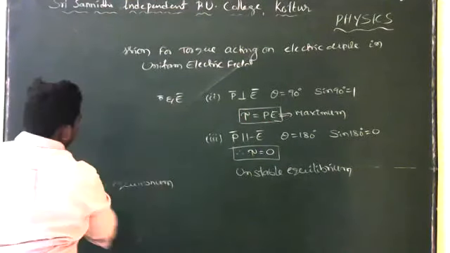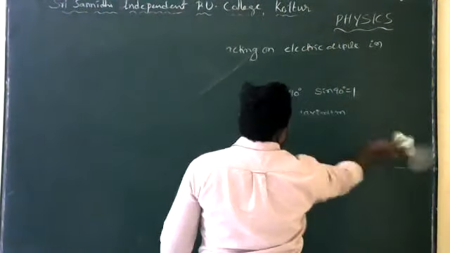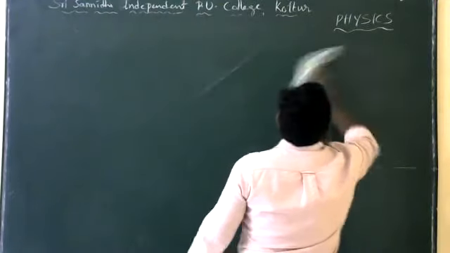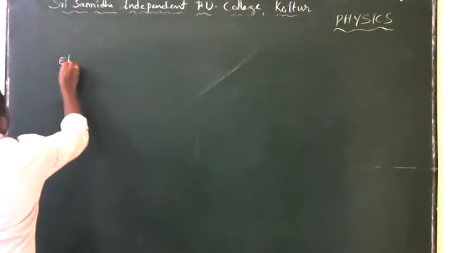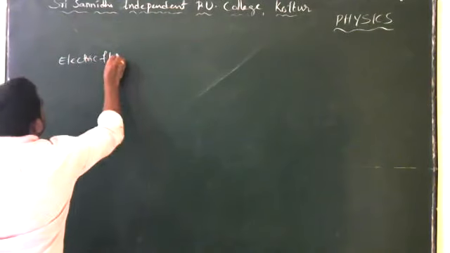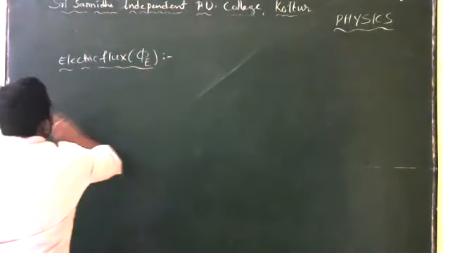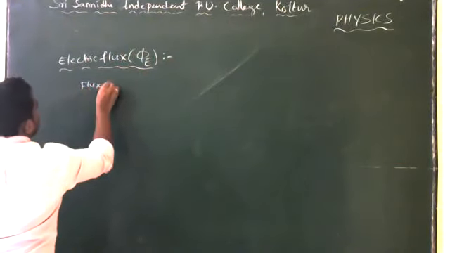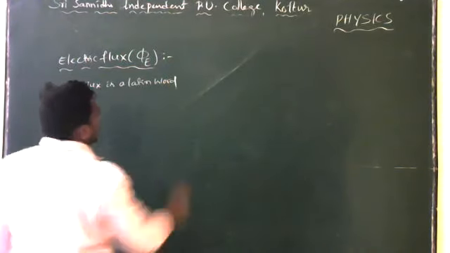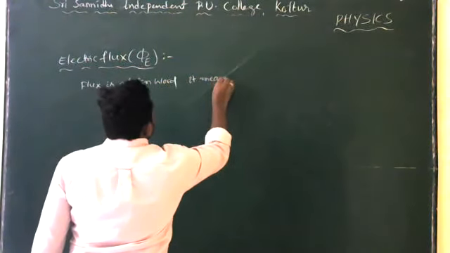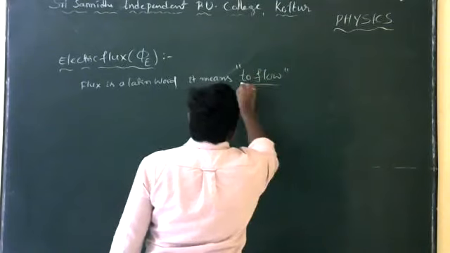So next question, electric flux. This is a very important question. In short type questions, this is very important. So electric flux. It is denoted by phi. Flux is a Latin word. It means to flow. So flux means to flow.